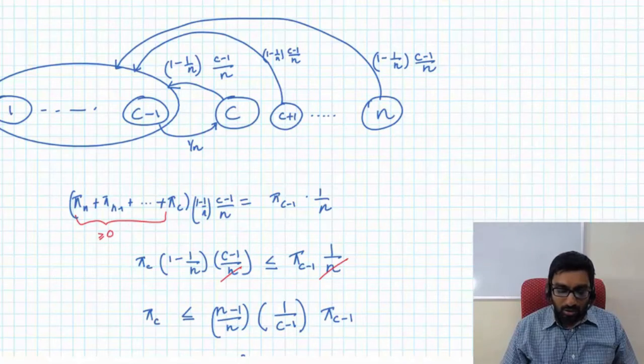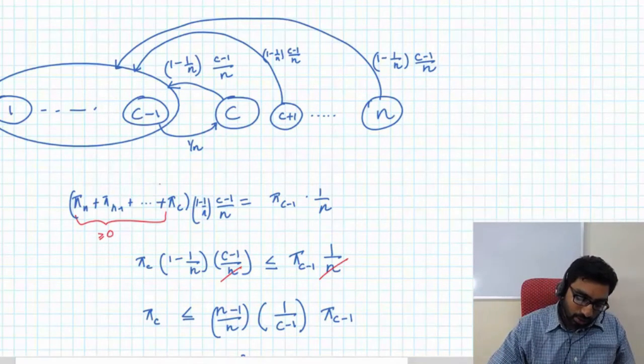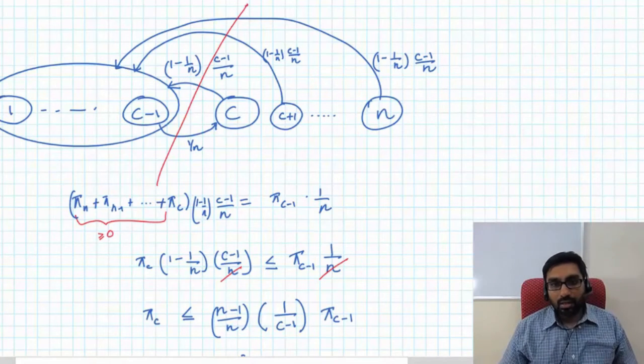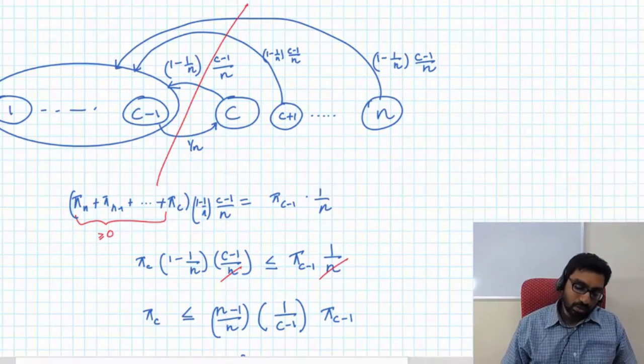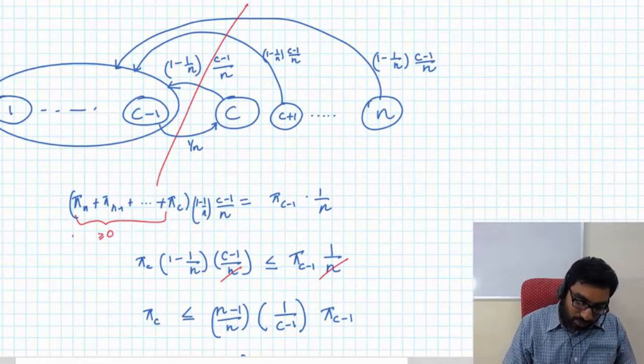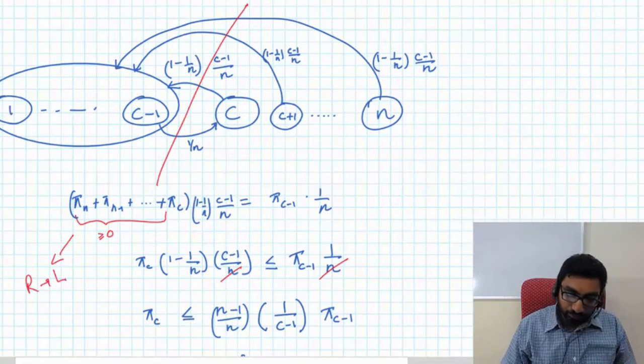Now that we know pi 1, let's look at how to compute pi c for some arbitrary c. Okay, so again we're going to consider the cut between states 1 to c minus 1 and then states c to n. Now let's look at the transition from left to right, or rather from right to left. So this is right to left. Okay, and these pi n minus 1 up to pi c are the probabilities with which we'll be in any one of these states, n minus 1 and so on up to c.